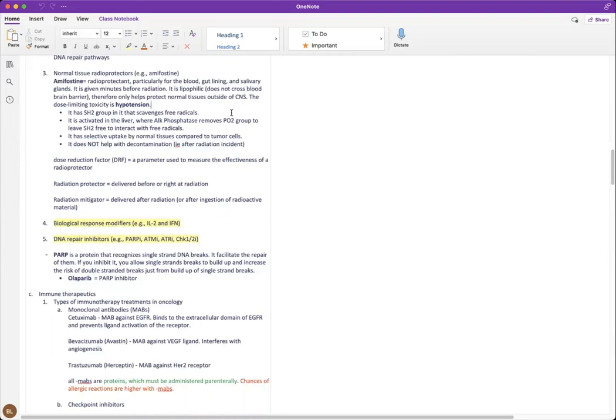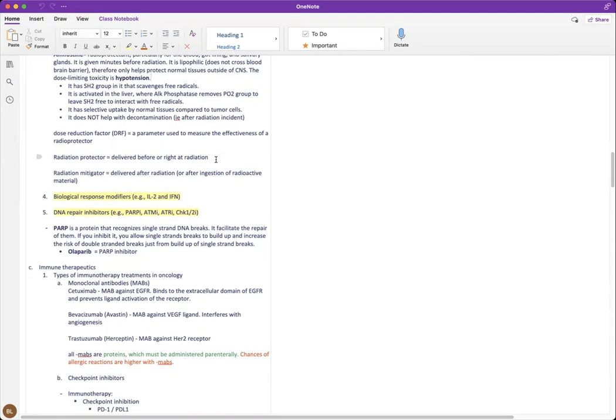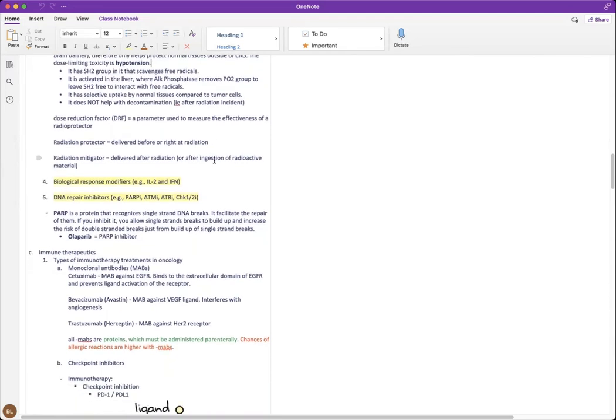And this is kind of how it works. It has a sulfhydryl that scavenges free radicals, and then it's selectively uptaken by normal tissues compared to tumor cells. It does not help with decontamination, though, after radiation incident.